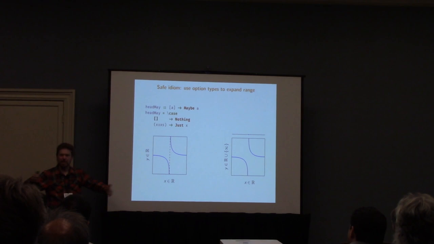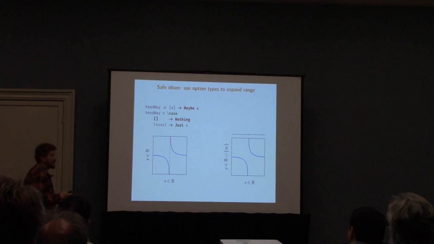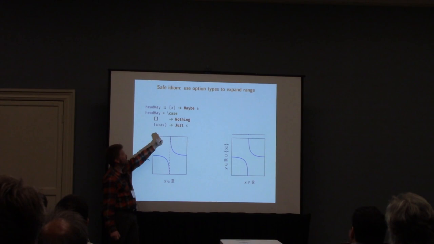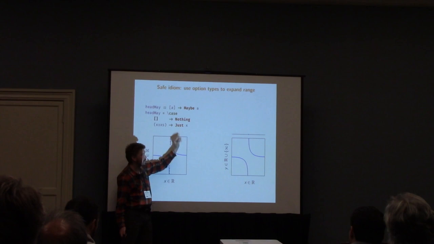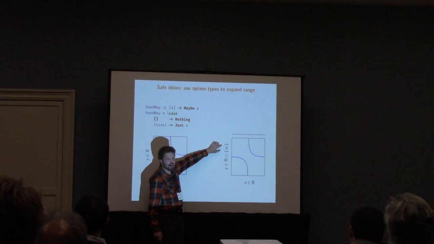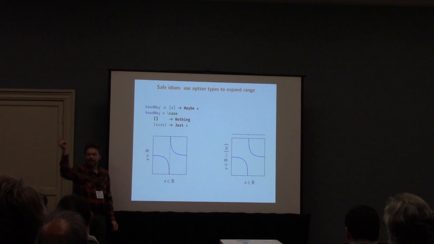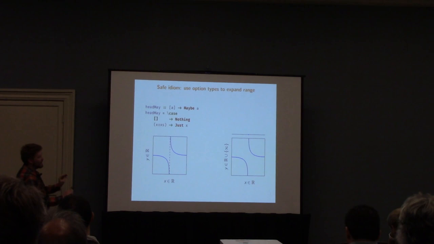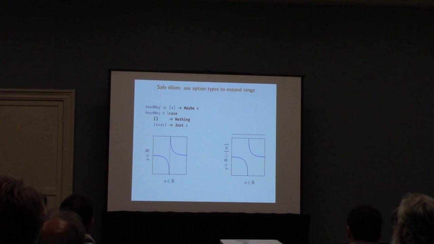So then kind of the dual safe idiom is to use option types to expand the range. Okay? So here we take the thing that formerly was an error case, and we return Nothing. And if we can correctly process the input, we return Just the input. So going back to that 1 over x thing, that's like expanding the range with an extra value. And then whenever we would have screwed up, we just send that to that extra value instead. So I think this is often trotted out as kind of everybody's first example of making a safe API. And I'm not discounting the benefits of this, but I claim that we can do better in some cases.